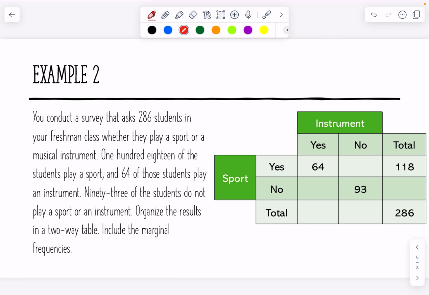Now, there's an example on your assignment that's very similar to this. Very similar given information. You have to interpret what you're given and plug in the information. That's done for you here.